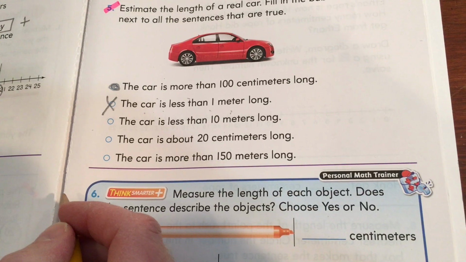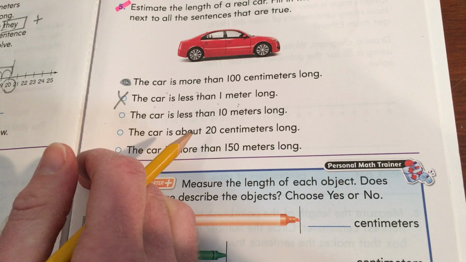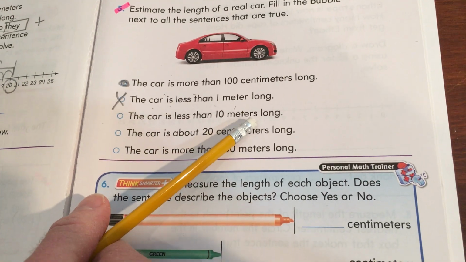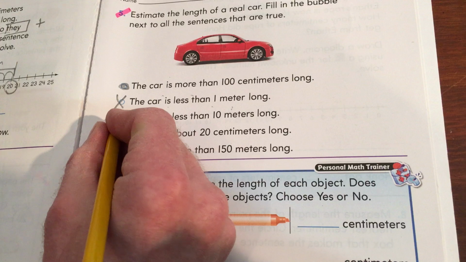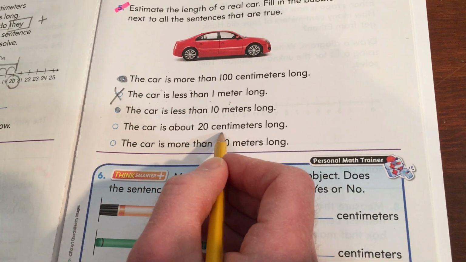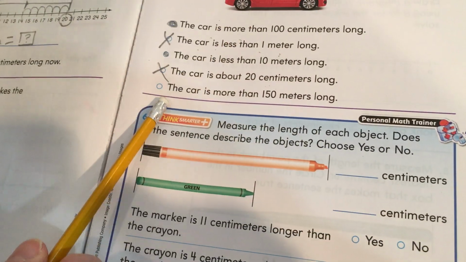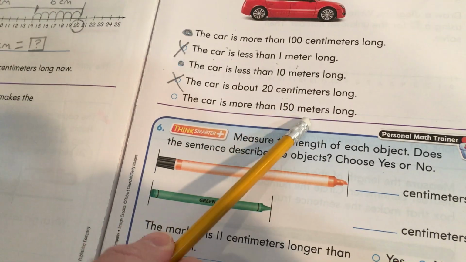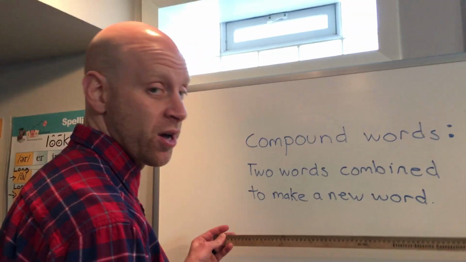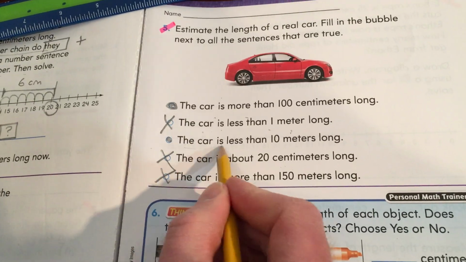It depends on what sort of vehicle you guys have. If you have a van or something like that, it's probably got to be more than 10 meters long. This one, I would say, it's probably a yes. The car is about 20 centimeters long. This is 20 centimeters. That's a no. Car is more than 150 meters long. Maybe like a semi-truck, but not my car. So this is no.